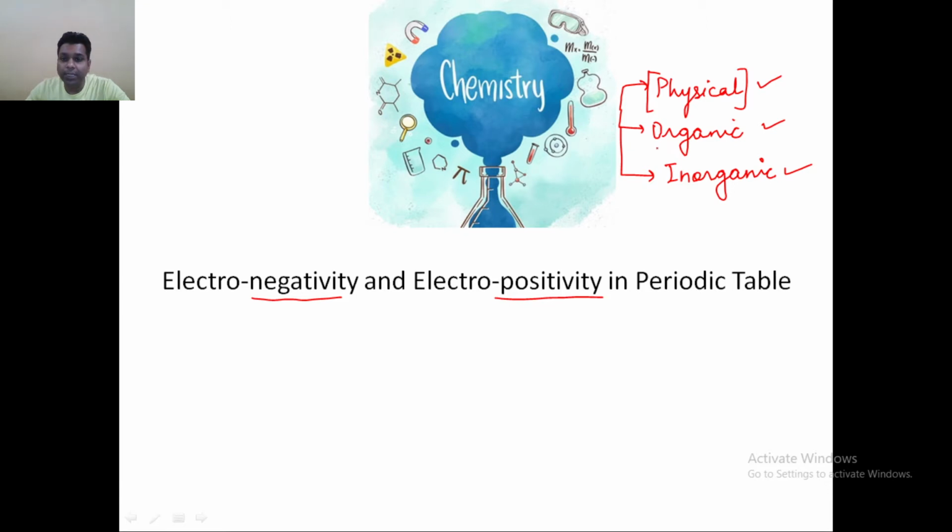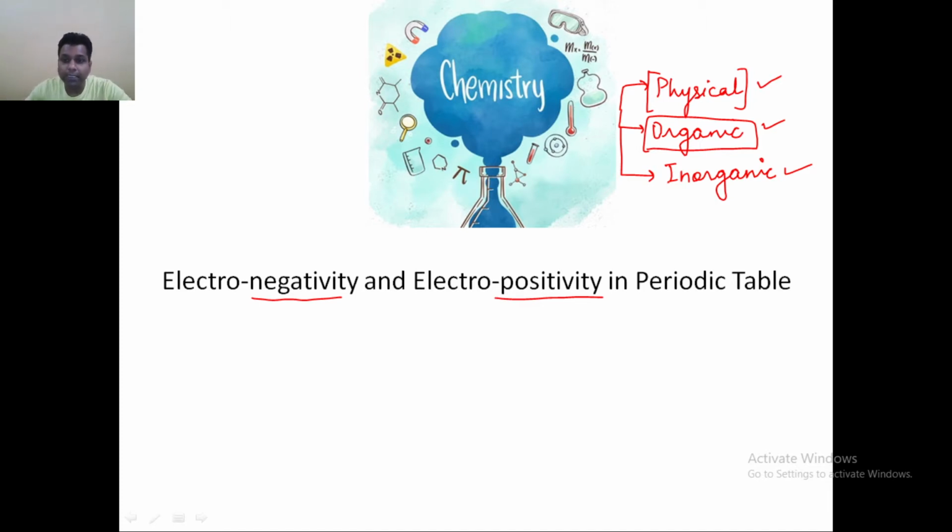Coming toward organic chemistry, in organic chemistry basically we deal with chemical reactions. Whenever we have any chemical reaction, the very basic thing is that we have the replacement of one atom by another atom. The replacement of one atom by another atom depends upon the electropositivity and the electronegativity property. So the more electropositive will replace the less electropositive. From that point of view also, this concept is very important.